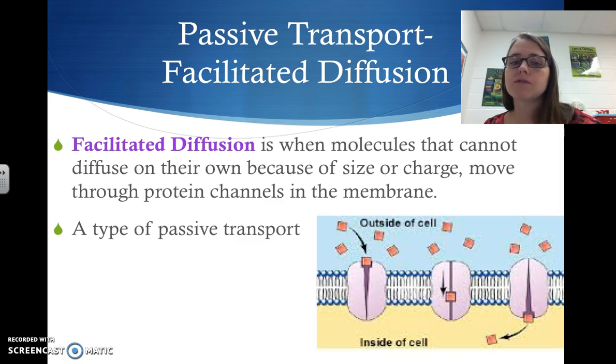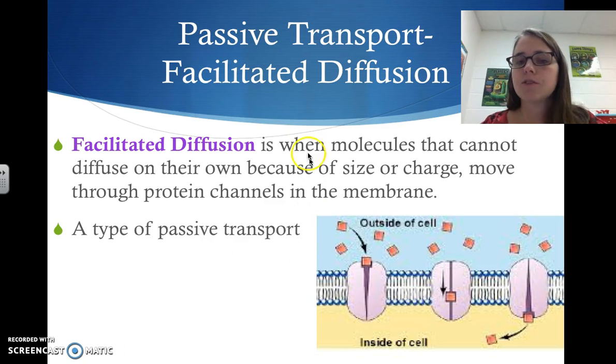Okay, so passive transport or facilitated diffusion. So we already talked about regular diffusion. So most of the time, molecules can diffuse straight across the membrane. But there are some times when they can't. And when they can't, there are those protein channels in the membrane that allow them to flow through.